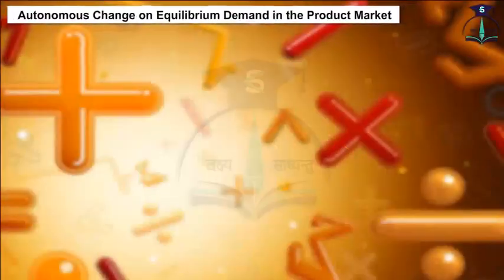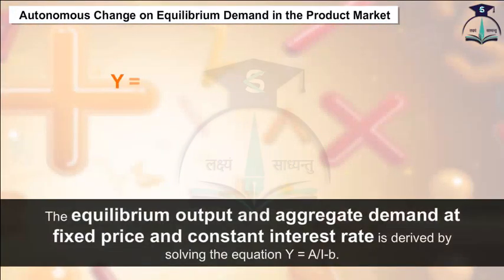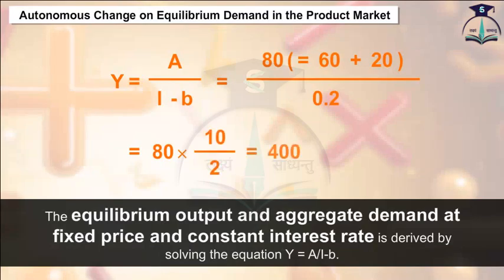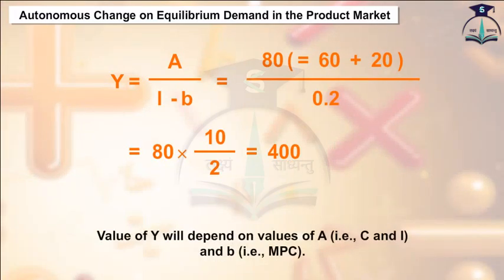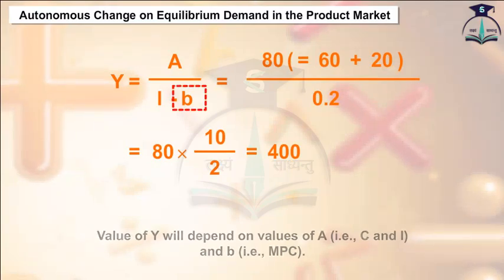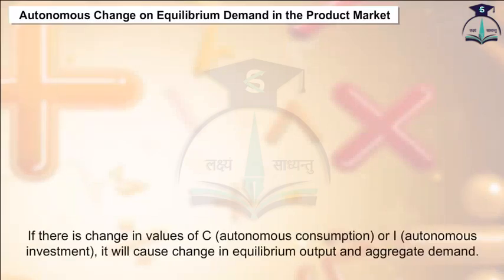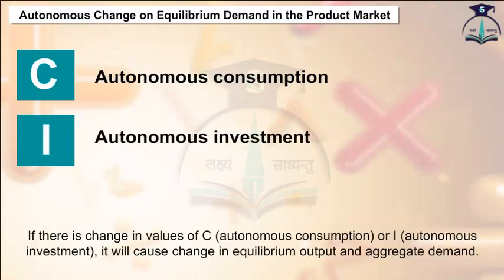Autonomous change on equilibrium demand in the product market. The equilibrium output and aggregate demand at fixed price and constant interest rate is derived by solving the equation y = (a)/(1 - b). Clearly, the value of y will depend on the values of a, that is C and I, and b, that is MPC. Thus, if there is a change in the values of C, that is autonomous consumption, or I, autonomous investment, it will cause a change in equilibrium output and aggregate demand.